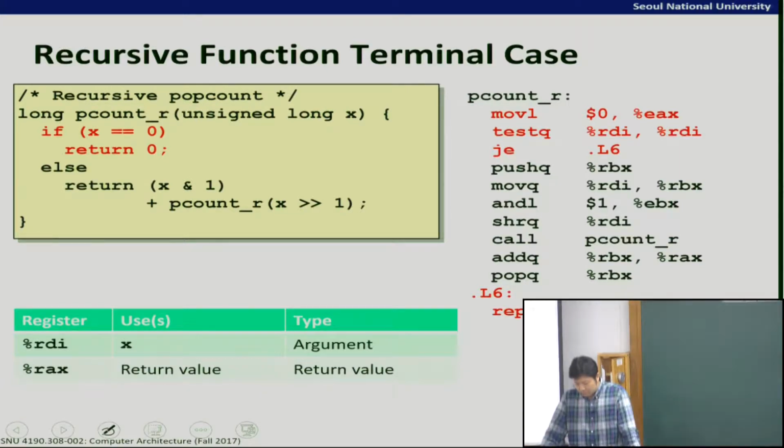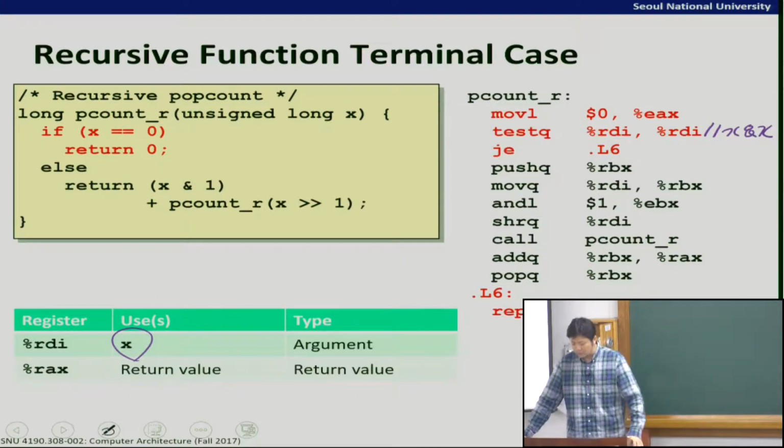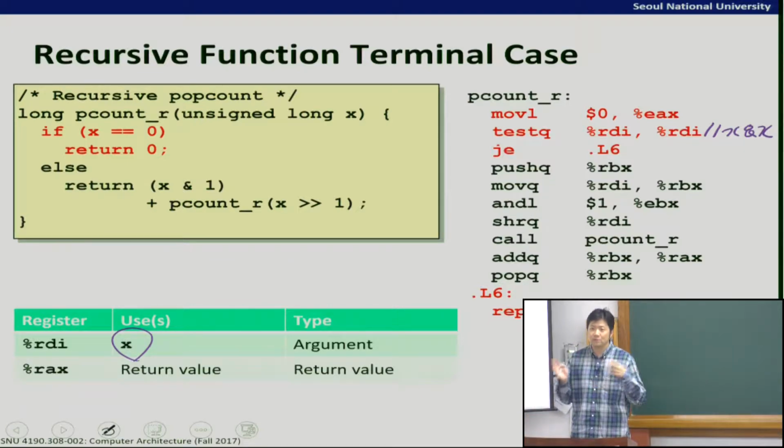This one is very simple because RDI holds the value of x. If you remember the calling convention, the first argument is passed through the register RDI. So RDI has the value of x, and what it does is take the AND of the two, the AND of RDI with itself. This computes x bitwise AND x. That's the test instruction. If x is 0, then the value will be 0. If x is non-zero, then it will be non-zero because it's simply the value itself.